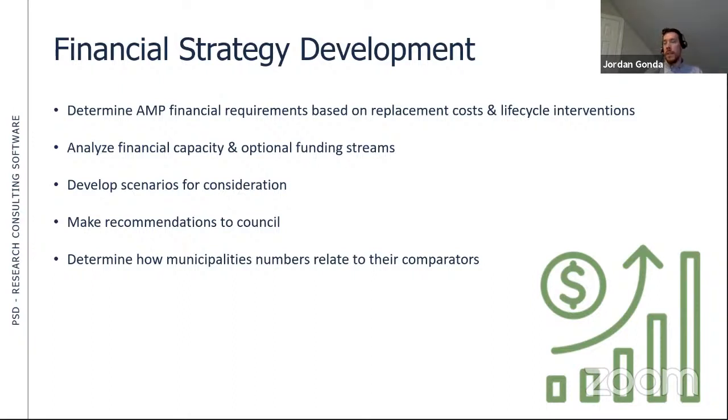And these are the recommendations that go to council: the asset management plan will give you an array of different strategies and different outcomes based on those strategies. And then those are recommendations that council can look at for decision-making. And this will also allow you to compare to other municipalities nearby.